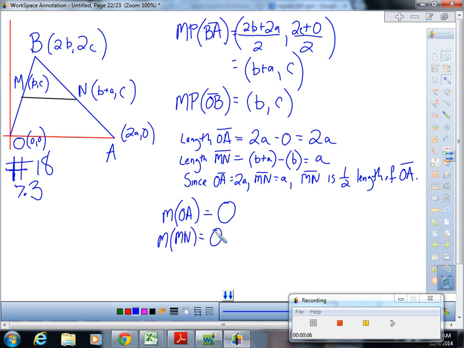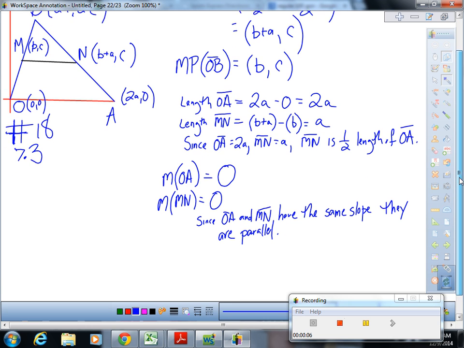I'm going to assume that my grader makes no assumptions, so I would write, since OA and MN have the same slope, they are parallel. Okay?